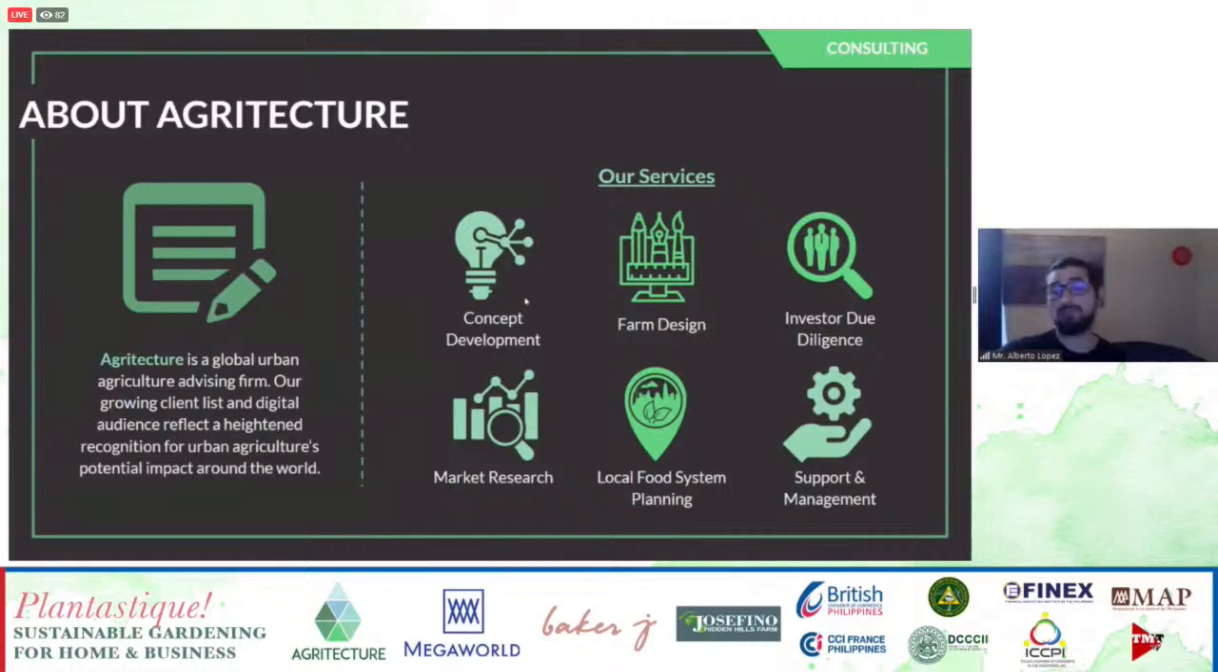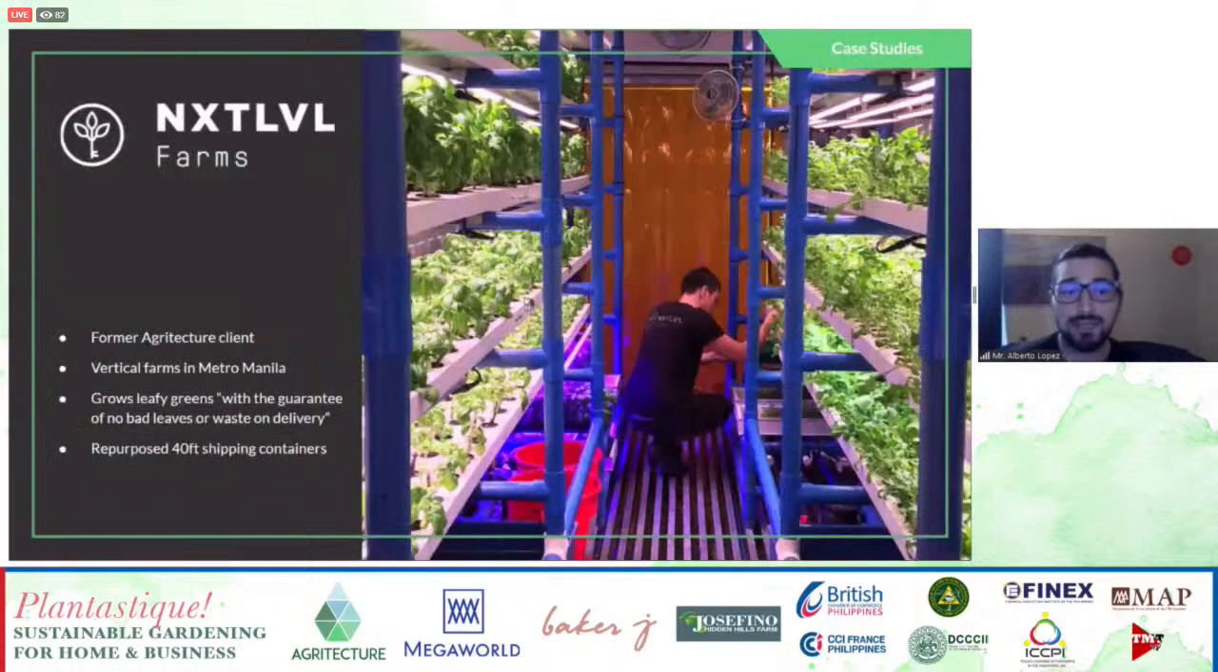I have some examples of projects that work. This one is in the Philippines. They are Next Level Farms, based in Manila, and they are currently growing leafy greens out of shipping containers. So they are providing locally grown, high quality products. What we did with them was collaborate in the design of all technical aspects of their facility. This was actually one of my first projects for agriculture.